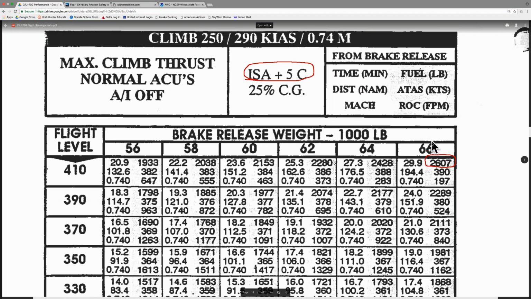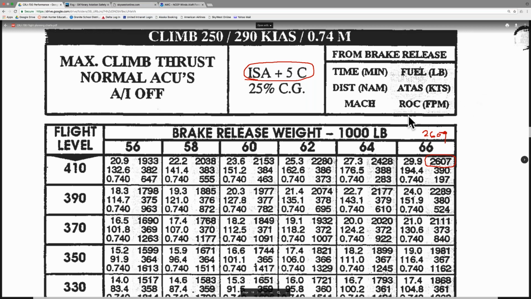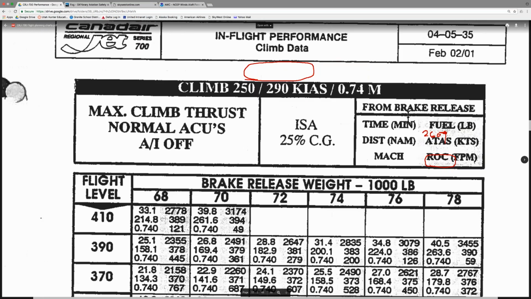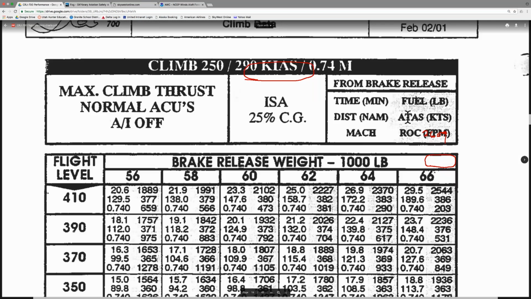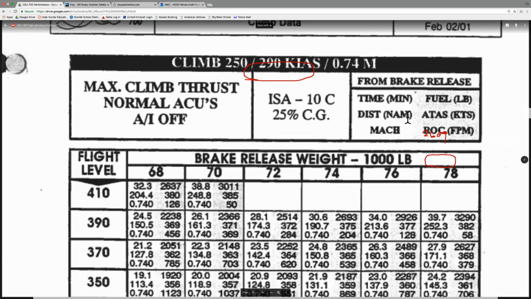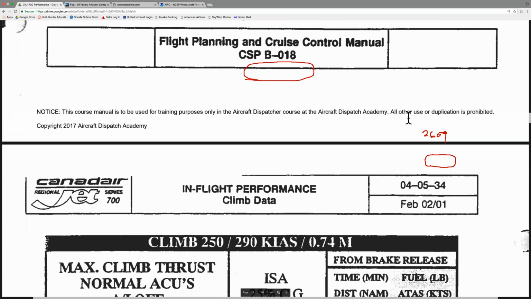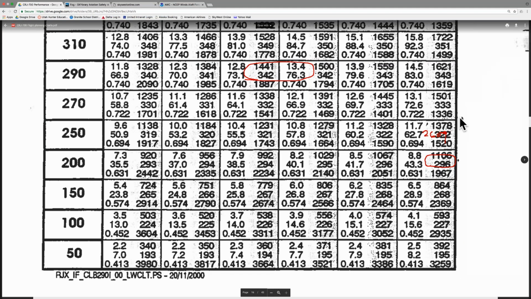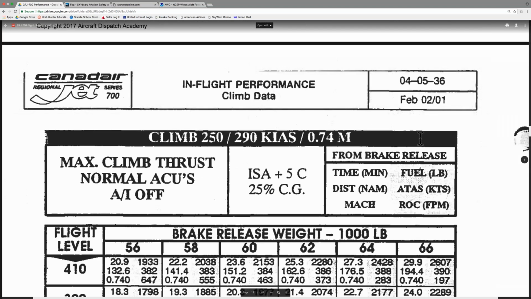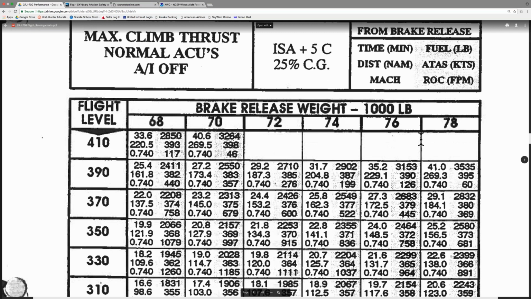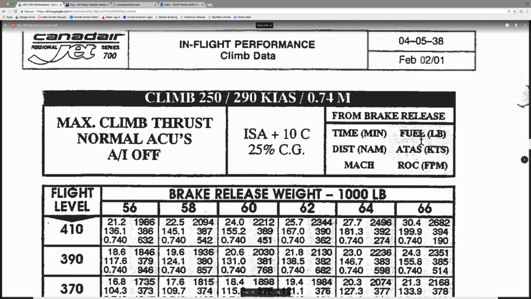Here, I'm going to write it down so that we don't forget it. Oops, not 9, but 7. 2607. Okay, now let's scroll up to the chart that is negative 5 degrees. ISA minus 5. There's not an ISA minus 5. Okay, let's do 10 degrees since I know there's a 10 degree and a negative 10 degree. That's really weird. I forgot about that.